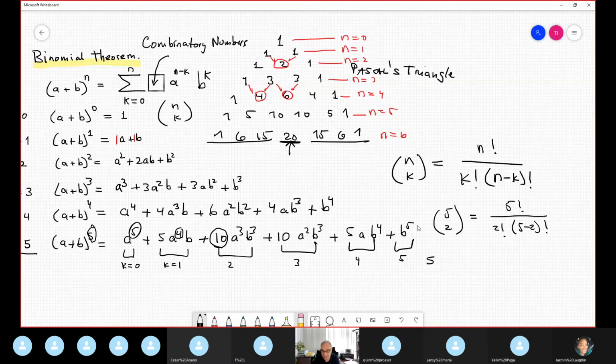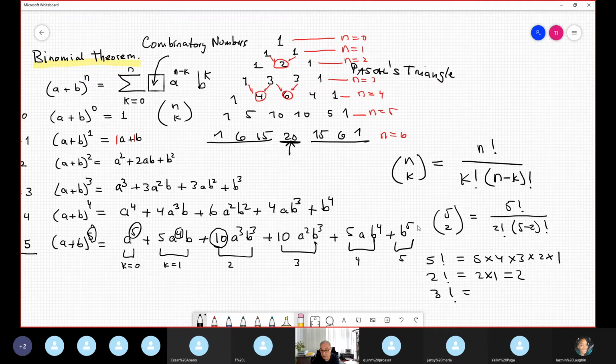Factorial is, for example, 5 factorial is 5 times 4 times 3 times 2 times 1. And 2 factorial is, well, is 2 times 1. It's just 2. In this case, a particular example. And 5 minus 2 is 3 factorial. And 3 factorial is 3 times 2 times 1.